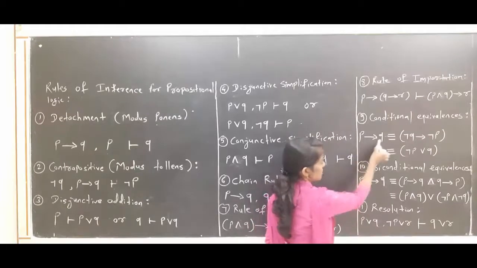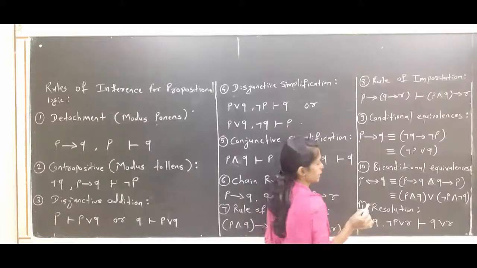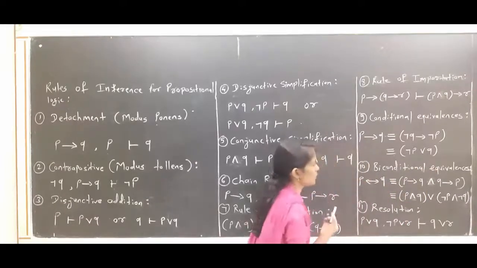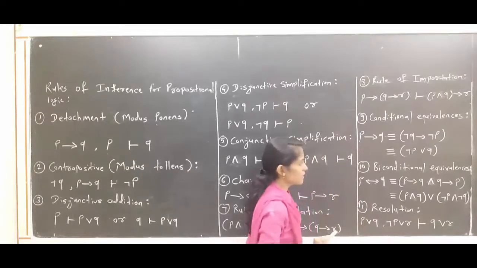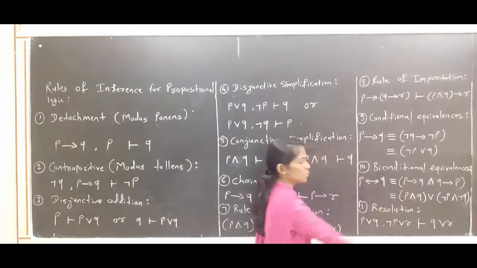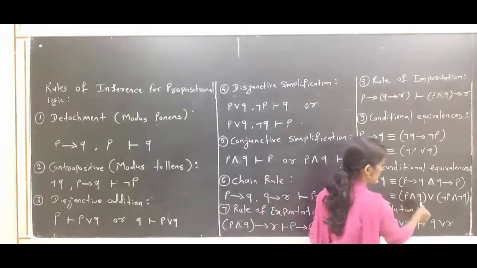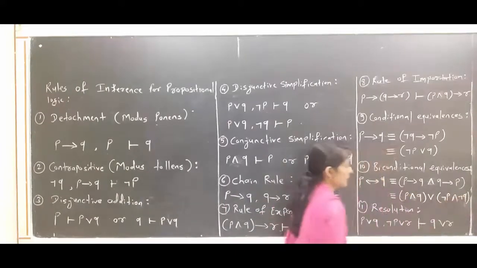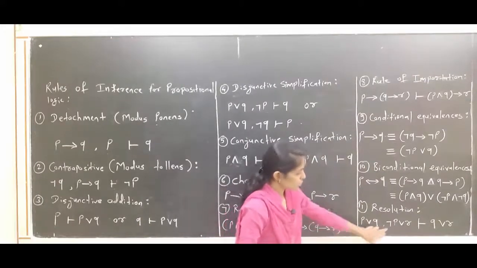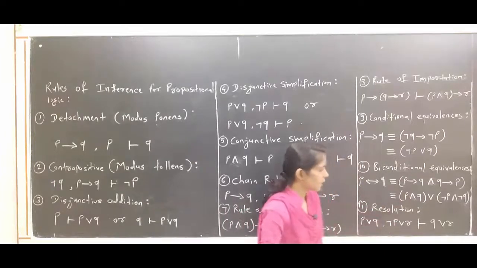Now conditional equivalences. In conditional, P implies Q is equivalent to negation Q implies negation P, and it is again equivalent to negation P or Q. Next, biconditional equivalence: P bi-implication Q is equivalent to P implies Q and Q implies P, which is again equivalent to P and Q or negation P and negation Q. And last, resolution. P or Q and negation P or R, we get conclusion Q or R.